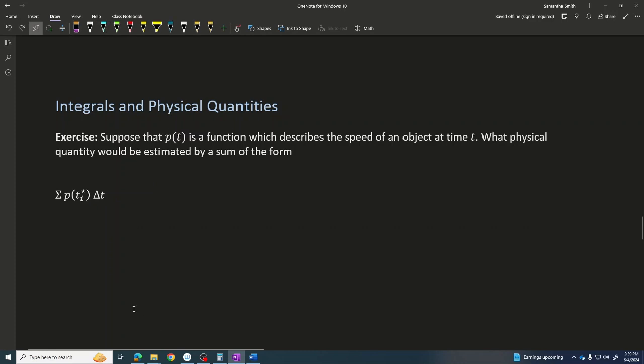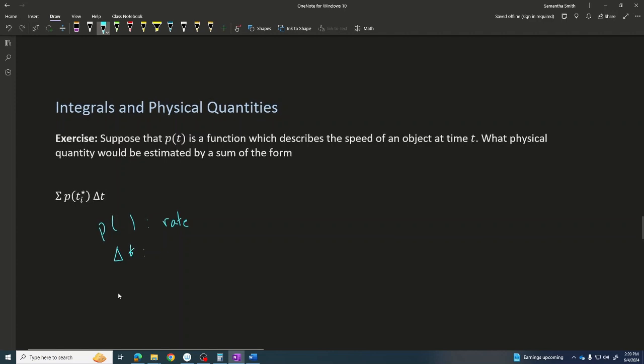Well, we saw back in our very first episode that if p of some input represents speed or a rate, and delta t represents a length of time, then the product of those would represent a distance traveled over that length of time.